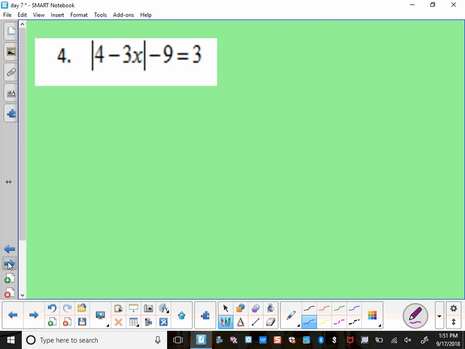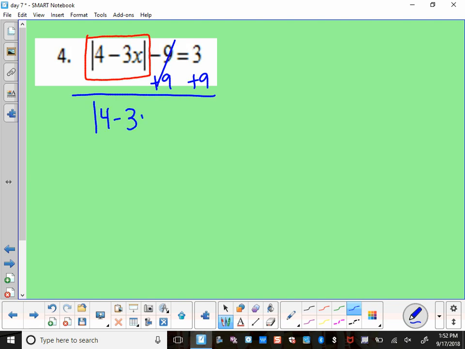All right, number 4. I'm going to put a box around my absolute value. Should I move anything away from it? The 9. So we're going to add 9 to both sides. Before you can split, you need to make sure that you have everything away from your absolute value. If you split it from the beginning, your answer will be so wrong.